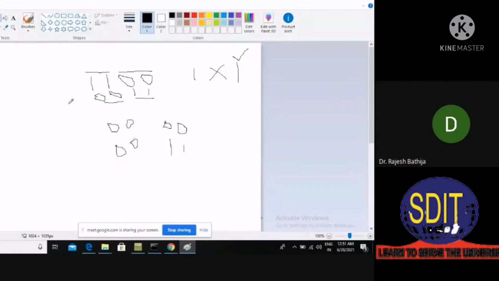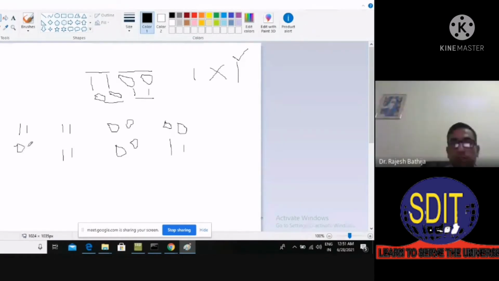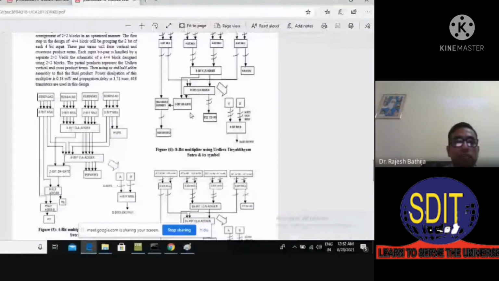Right? And here this 1, 1 and this 1, 1. Right? And then the MSBs are multiplied. So 1, 1, 0, 0. Right? And then what do we have to use? We have to use the 2-bit multiplier, the same as the previous one. So that we have done over here.